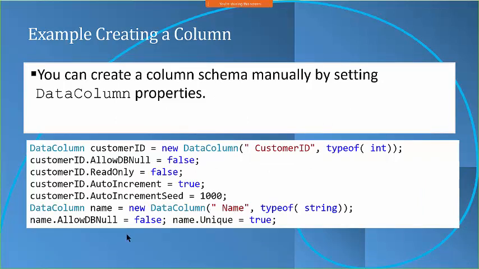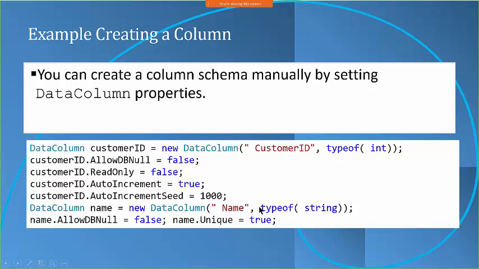And so here's an example of creating a column. We're not going to get into this so much, but here I'm creating a column called customer ID equals new data column, customer ID type of int. So we're saying that this column is going to be an int. Allow DB null false, read only false, auto increment true, auto increment seed. These are basically the same settings we did when we were working with the database directly. So you could use this to kind of build a database basically in code.